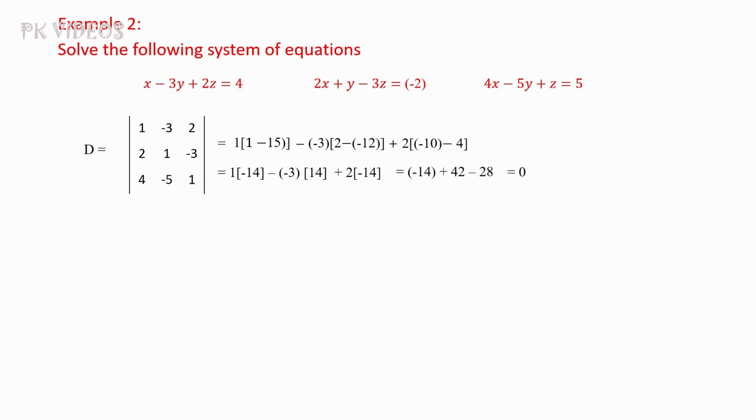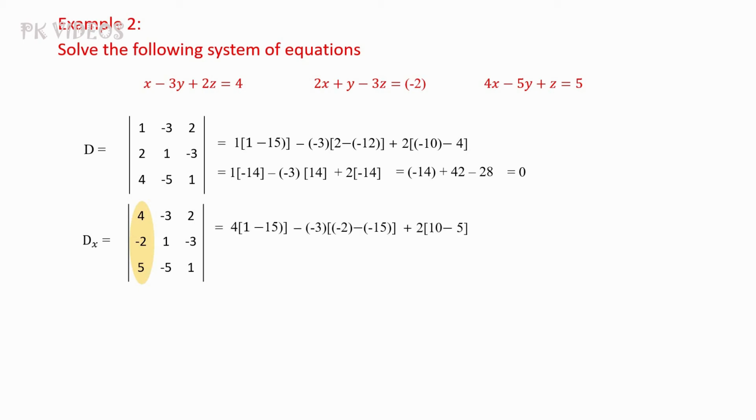Here the original determinant is 0. So we cannot say that it has a unique solution. It may have infinite solutions or it may not have any solutions. So let us check further. We find the determinant dx by substituting the coefficient of x by the constants. By finding the determinant, as we solve, we get the determinant dx to be negative 7.